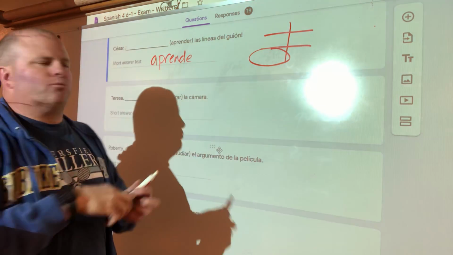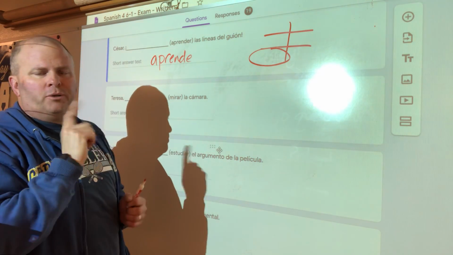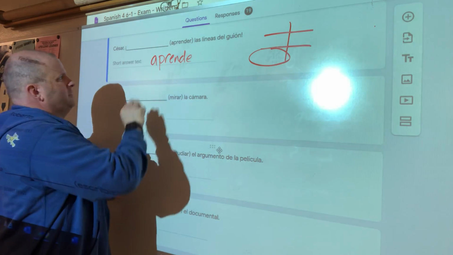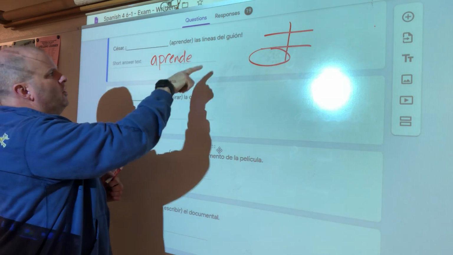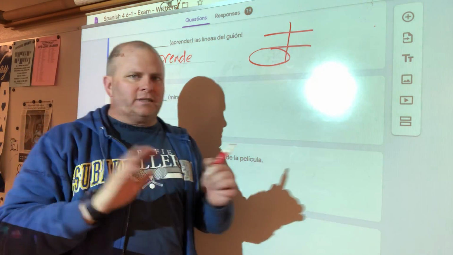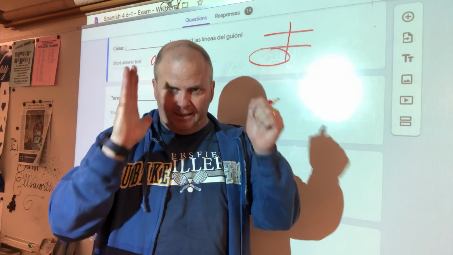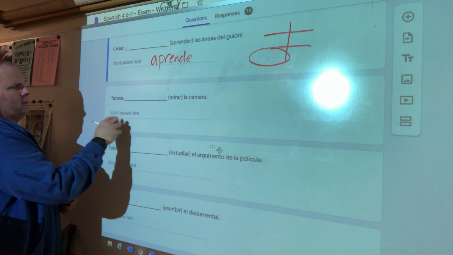Some of you were rewriting the whole sentence. No, all you need to do is type into Google Forms what goes in the blank. No, it already has the upside down exclamation point. No, don't attach any pronouns. Just put in the affirmative tú command. That's it. Okay? All right, so we have aprende for this one.